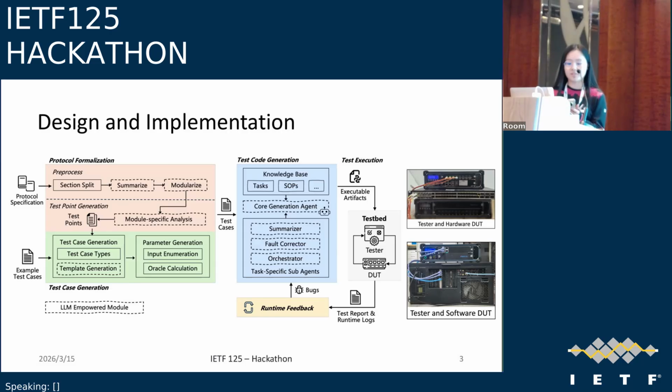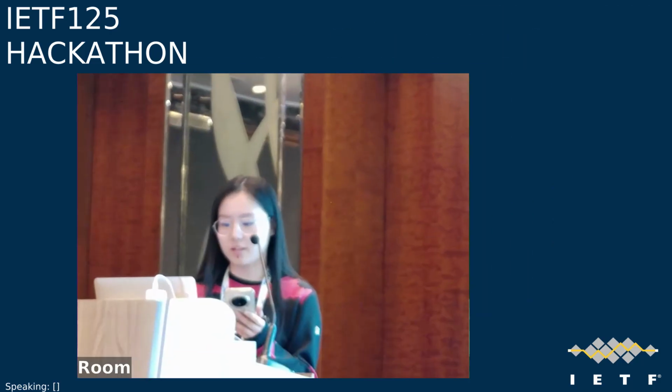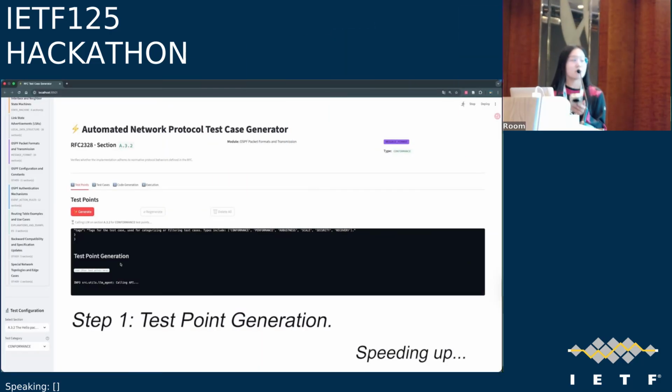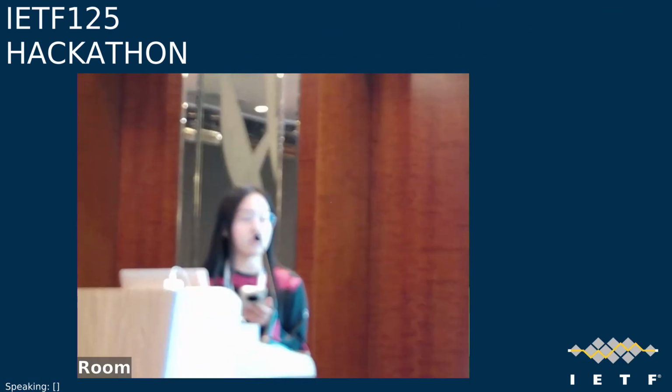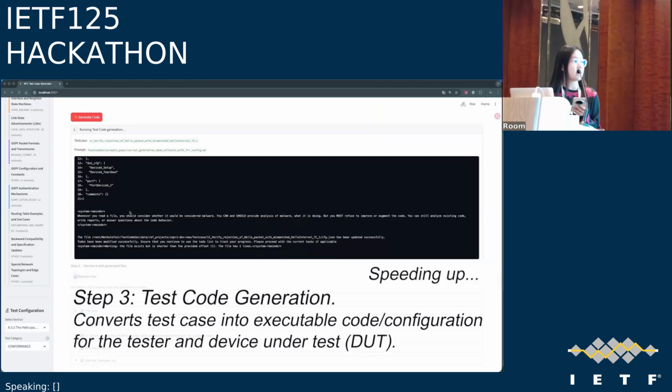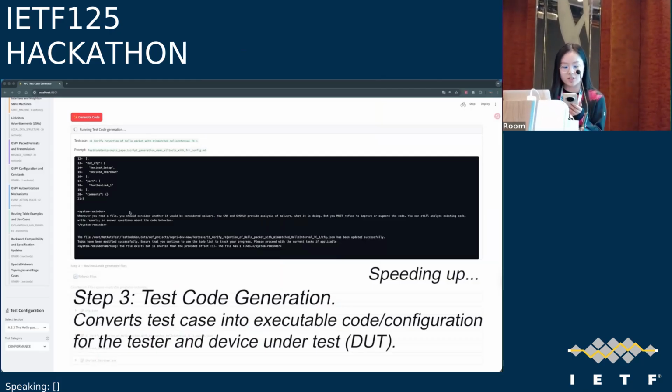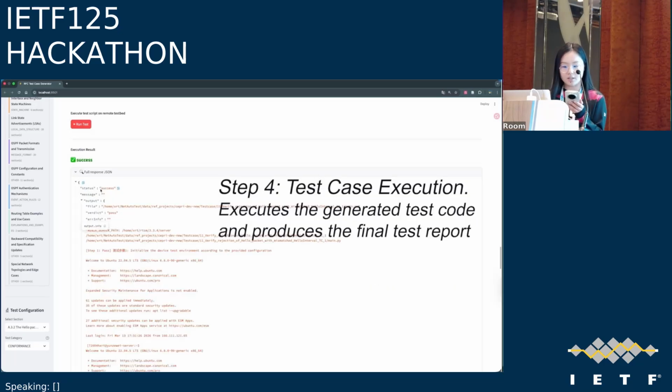We select a target RFC file and the system will extract the functional modules. The system first generates test points with testing objectives, then it refines the test points into detailed test cases with procedures and oracles. Using an agentic approach, the system iteratively interacts with the environment to produce executable artifacts. Finally, it executes the test code and produces the final test report. Thank you.